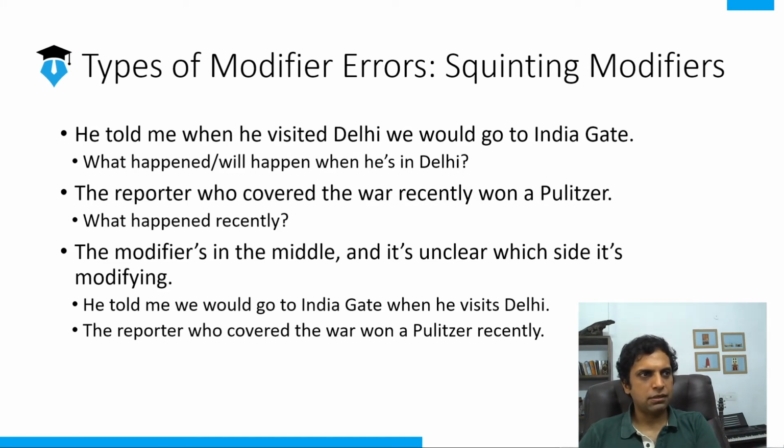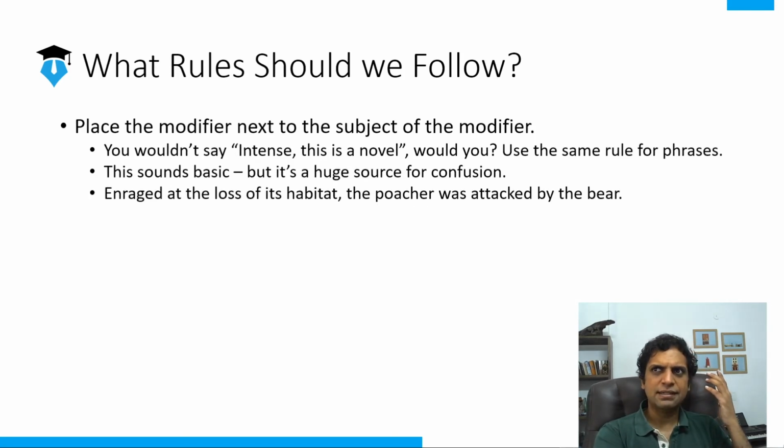So, for example, this is one solution. The reporter who covered the war won a Pulitzer recently. Or you could say the reporter who covered the recent war won a Pulitzer. You're actually moving the modifier closer to what the actual focus should be. Otherwise, if you leave it in the middle, there is no way for the reader to determine what you're talking about. So that's squinting. That's the three kinds of modifiers basically.